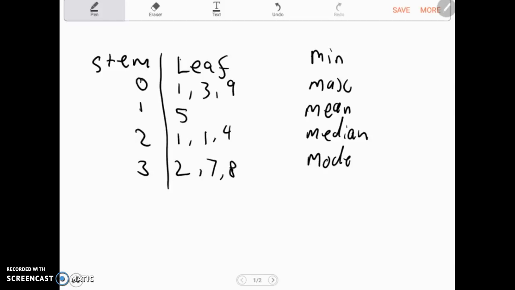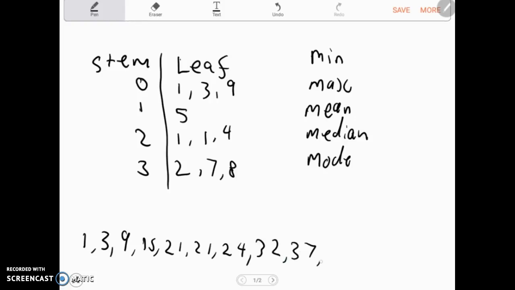So if we were actually to write out our data points, it would look a little bit like this. 1, 3, 9, not 5, 15, because we're in the tens column. Now we're in the 20s column, so we go to 21, 21, 24, 32, 37, 38. Okay? So the stem and leaf plot shows us quite nicely with the graphic how the numbers are distributed.